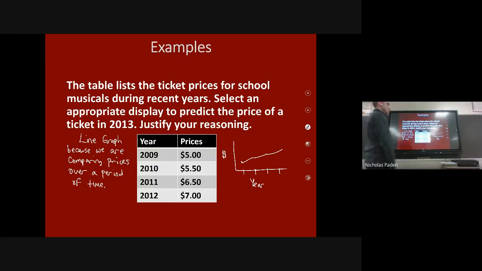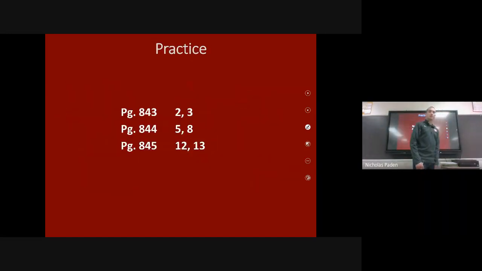So that's our appropriate displays. Whenever we have these statistics, we need to use a display to show them visually. These are the displays we can use. So you can use those displays and select your answers for those practice problems. And that finishes up statistics for us.